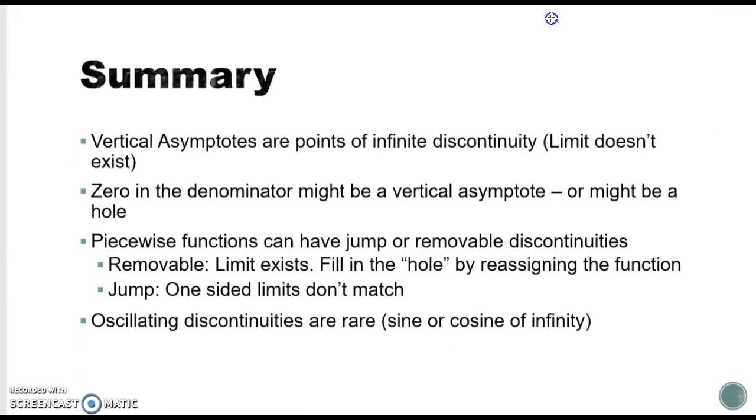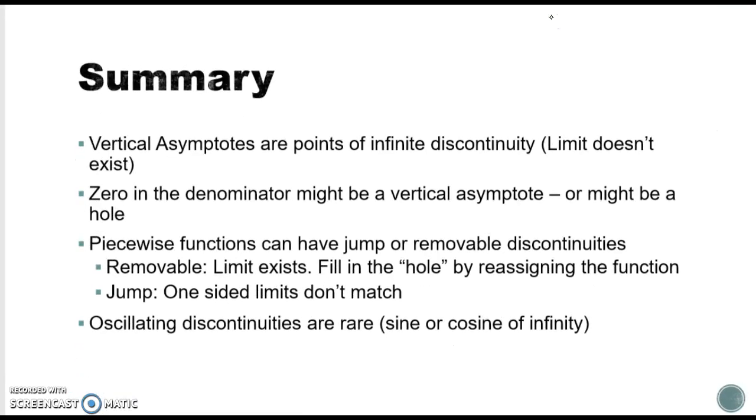So here's our summary. Vertical asymptotes are points of infinite discontinuity. The limit doesn't exist. It's in some kind of infinity. A 0 in the denominator might be a vertical asymptote, or it might be a hole, so you want to factor those to see if you've got an asymptote or a hole.